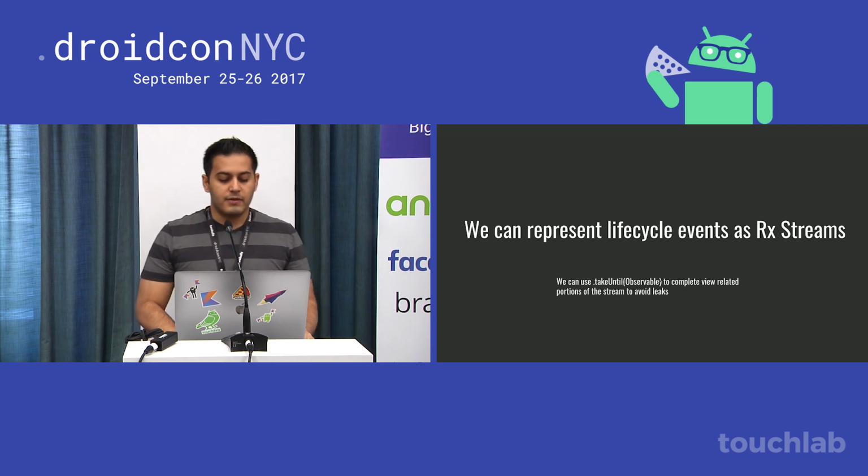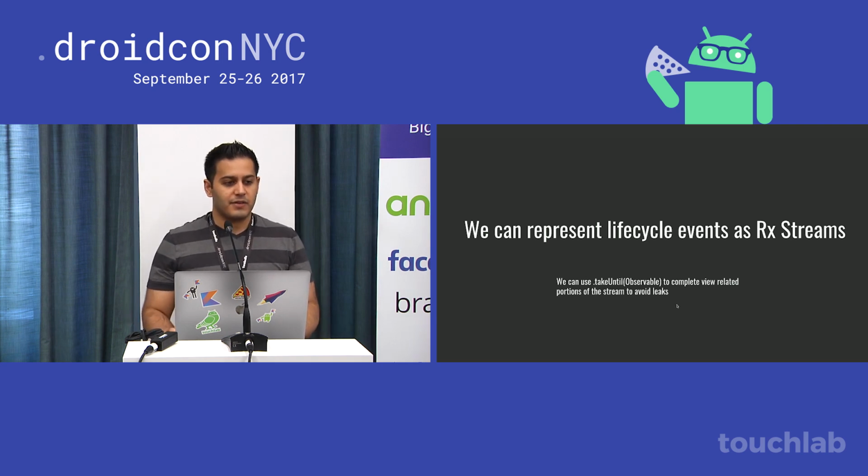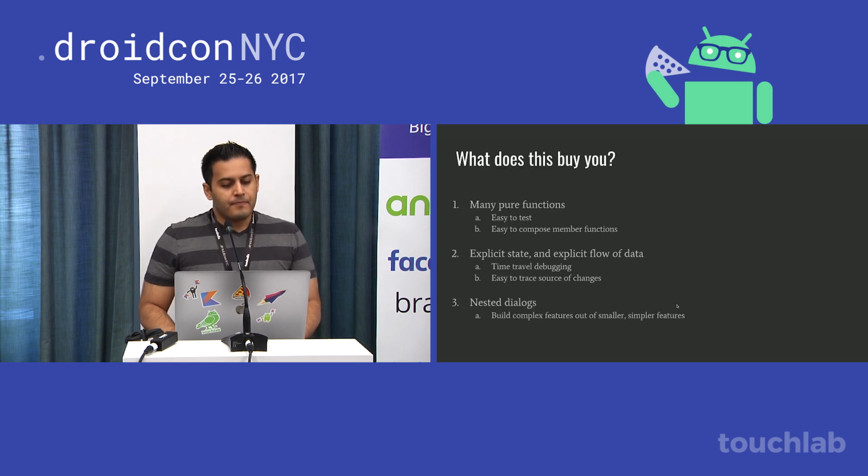And just to be sure, we use take until a certain lifecycle event to make sure that we don't leak memory. Because we're putting the view in an object and sending it down the stream, we need to make sure we clear the stream. So we take until pre-destroy, and then once the pre-destroy event emits, the whole stream will be torn down. What does this buy you?